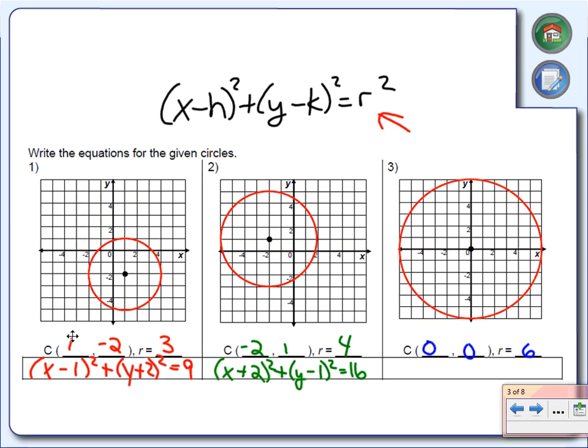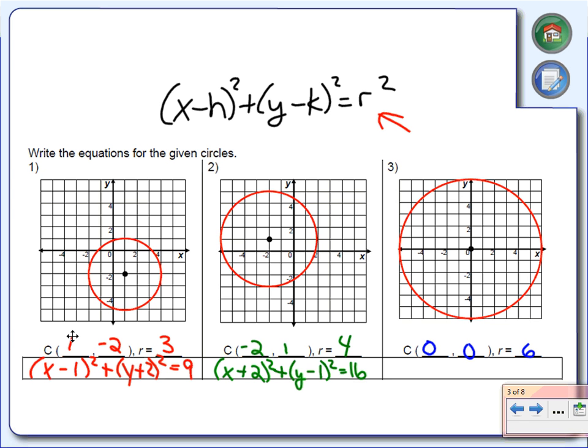On the first one, the x plus 2, you change it because the 2 is already negative. Right. If it's negative, we put a positive in. If it's positive, we put a negative. It's always going to be opposite. That's what this negative h and negative k tells us. We're using the opposites. All right, the last one is a little different here. This time we have a center at (0, 0). So what do you think the equation is going to be here?